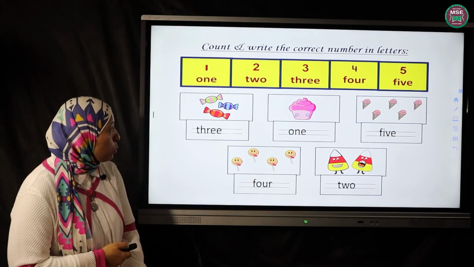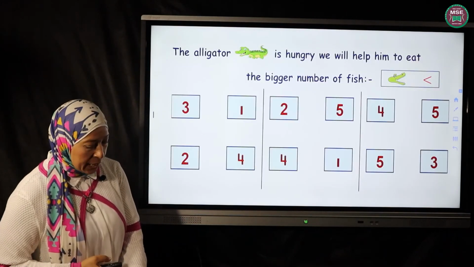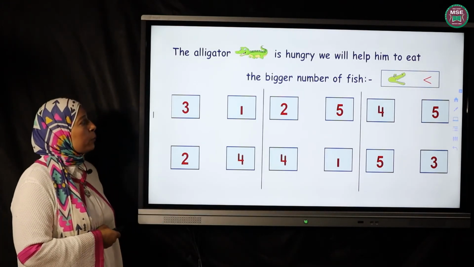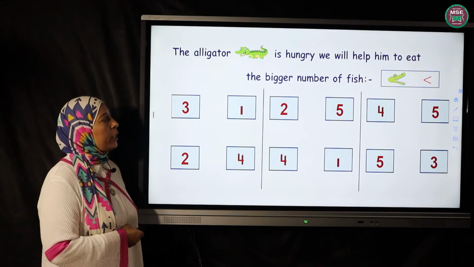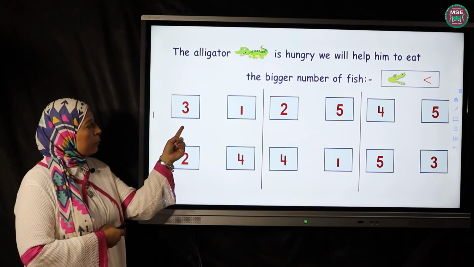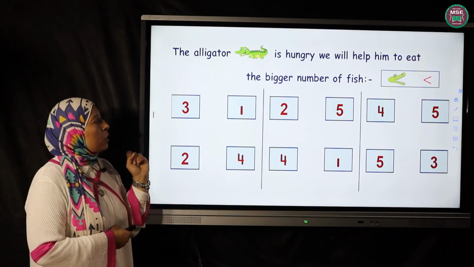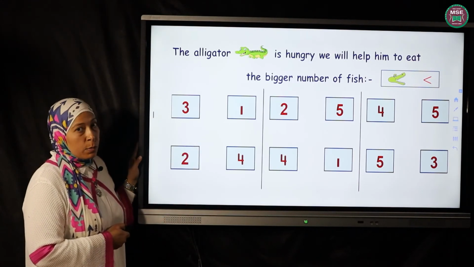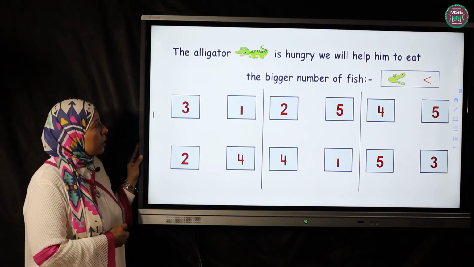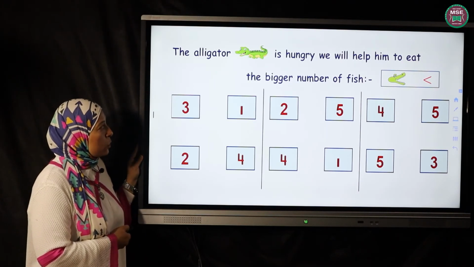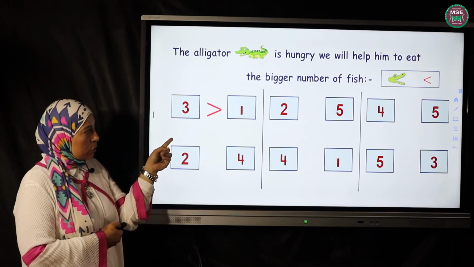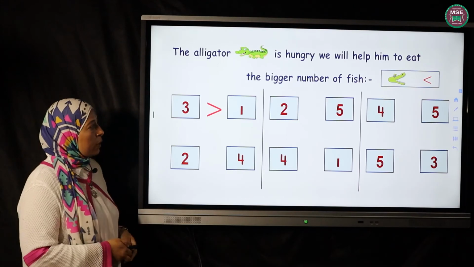Okay, let's move to the next one. The alligator again. You still remember? The alligator eats what? He eats the bigger number. He opens his mouth to the bigger number. The first one we have number 3 and number 1. So he's going to open his mouth to which number? Yes, number 3. Excellent, because he's going to eat 3 fish, the bigger one. Let's do it. Slash, slash.